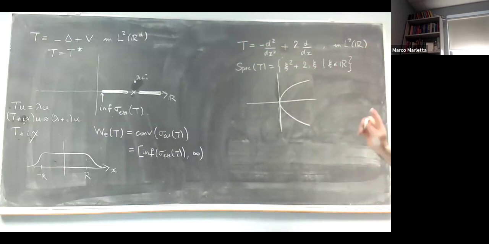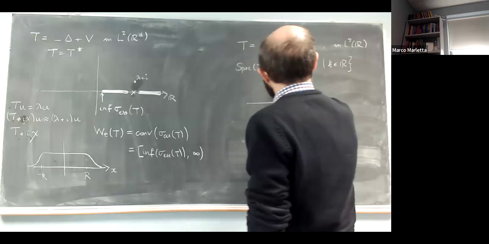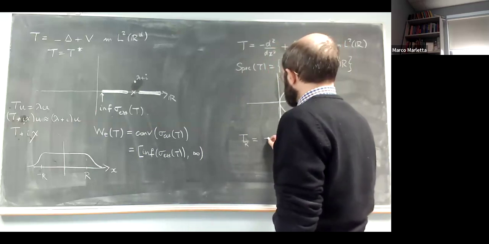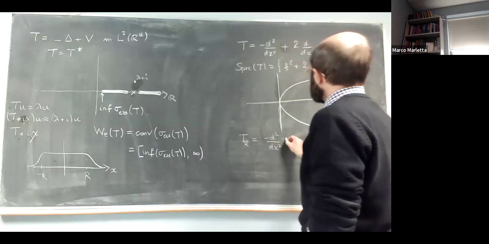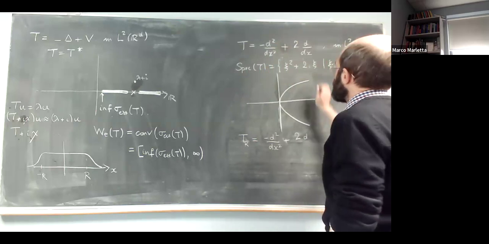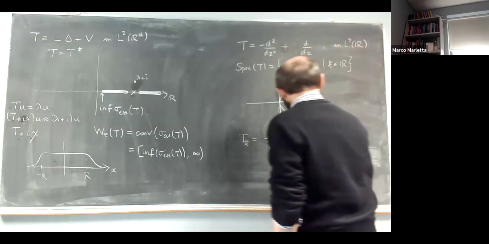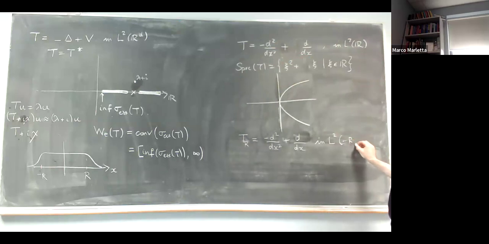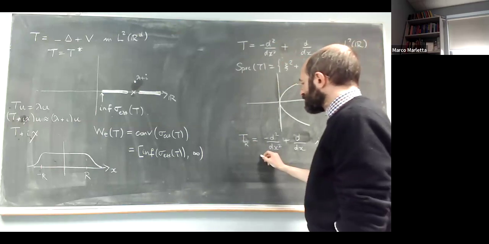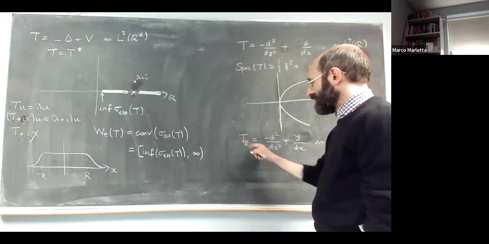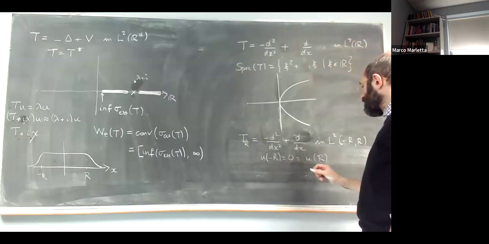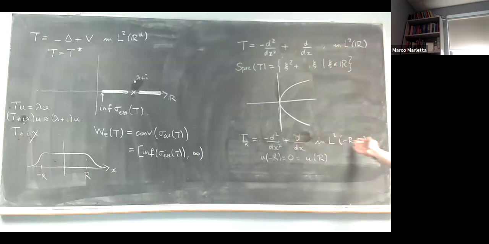Okay. Now let's suppose that we decide to do domain truncation on this. Let's take a truncation R. So T_R is going to be minus d by dx squared plus d by dx. Just to make it easier, I'll do this in L2 of minus R to R. And now I need boundary conditions, of course. So my boundary conditions are going to be that elements of the domain of T_R have to satisfy Dirichlet boundary conditions.